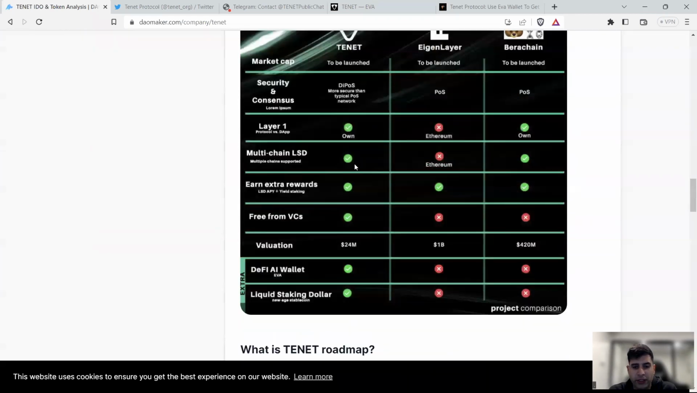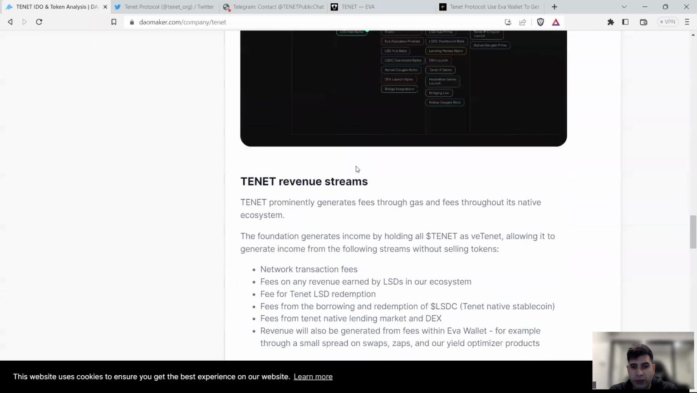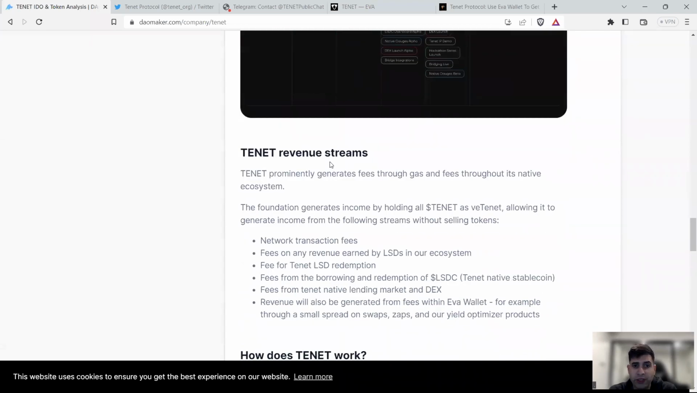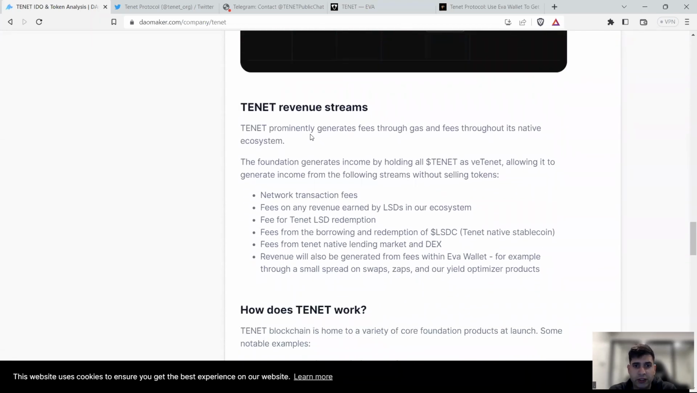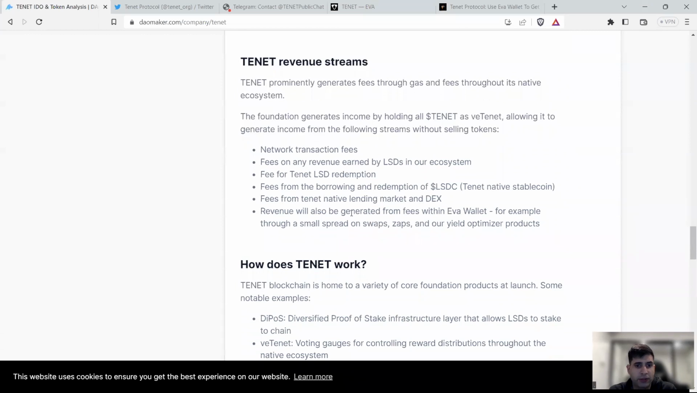In terms of token revenue streams, token utility and tokenomics, Tenet is generating fees through the gas fee in the native ecosystem, transaction fees, fees on revenues earned by the liquid staking dollar in the ecosystem, Tenet LST redemption, borrowing and redemption of LSTC, and also fees from the native lending market and DEX that we'll have.